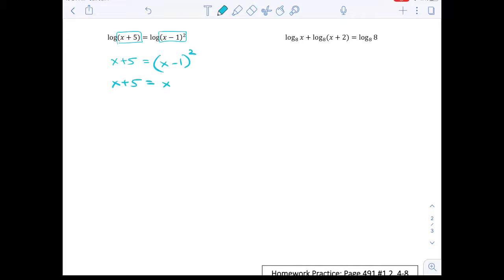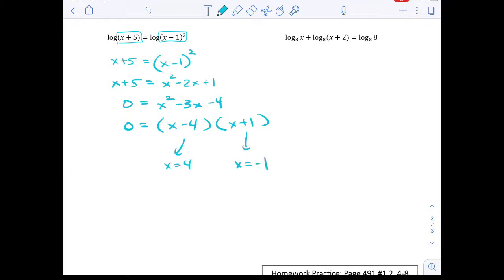When I expand that binomial (x minus 1) squared, we get x squared minus 2x plus 1. And I bring all my values to one side. Doesn't matter if it's left side or right side. Maybe I'll bring it to the right side because x squared is positive on that side. Minus 3x because I'm subtracting an x, and I'm subtracting 5, minus 4. And then I factor it. Look for two numbers that multiply for negative 4 and add for negative 3, which are x minus 4 and x plus 1. Find my answers. x is equal to 4 and x is equal to negative 1.